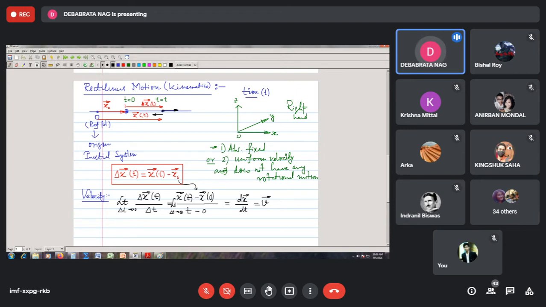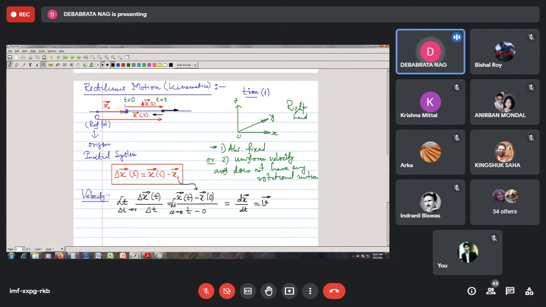Now what will happen if the velocity is in this direction? In this case, obviously the magnitude of the vector x bar t is going to decrease with respect to time, because the particle will move towards the origin. And since you are measuring your position vector from the origin itself, the particle will be moving from a further position to a nearer position.